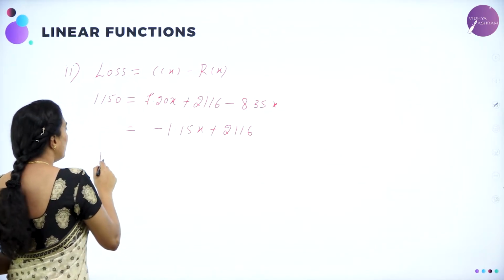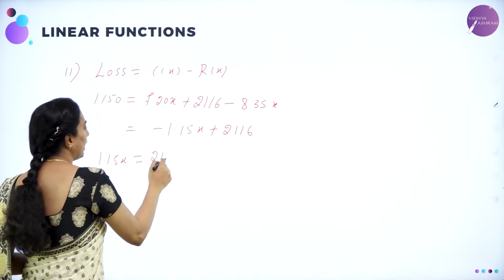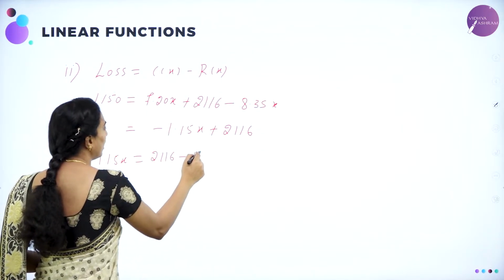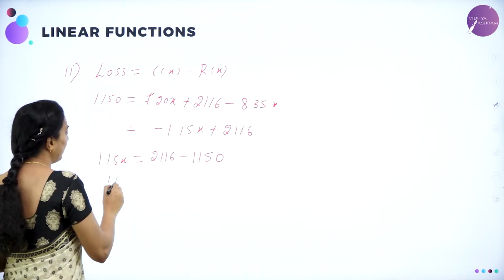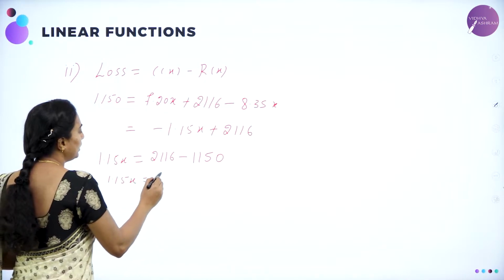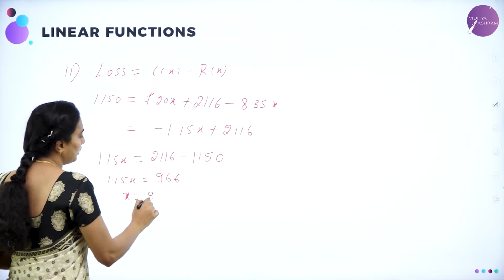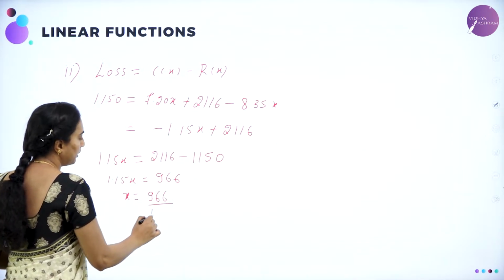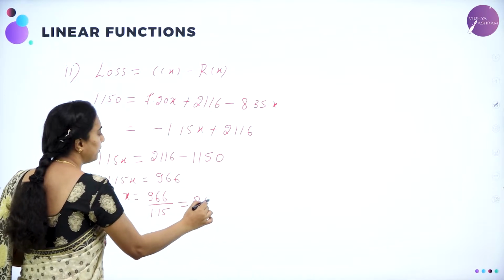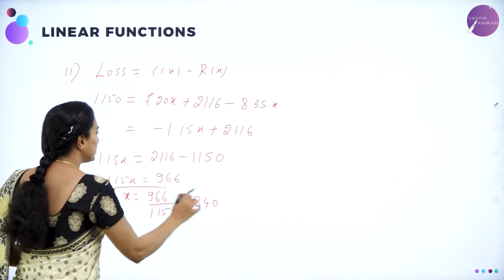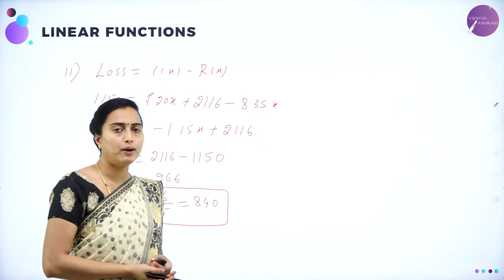You are getting 1.15x is equal to 2116 minus 1150. You are going to get 1.15x is equal to 966. Otherwise, x is equal to 966 divided by 1.15, which gives the answer 840. So this is what you are going to have as a loss, rupees 840 for a product.